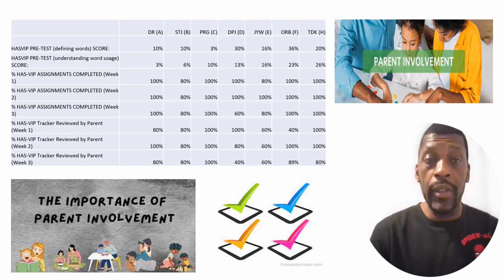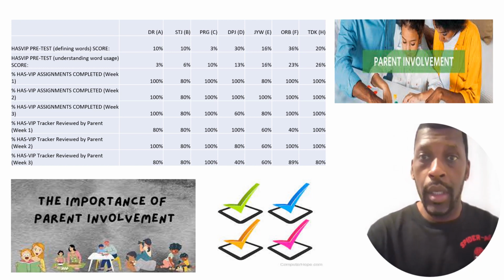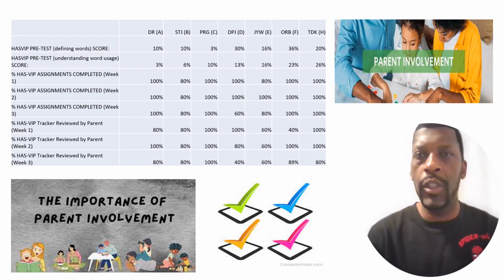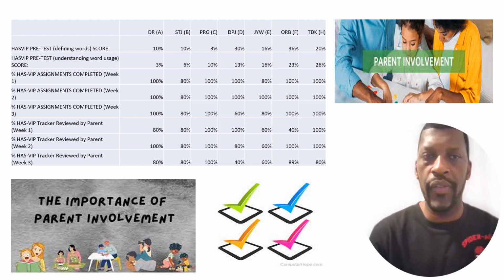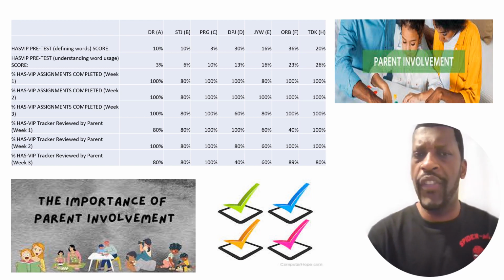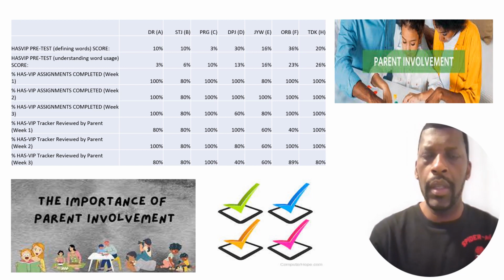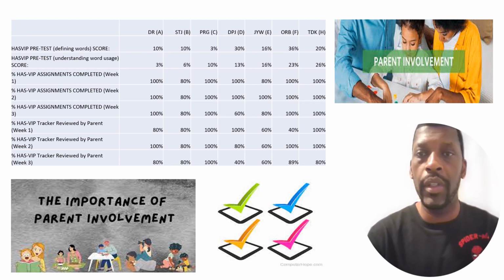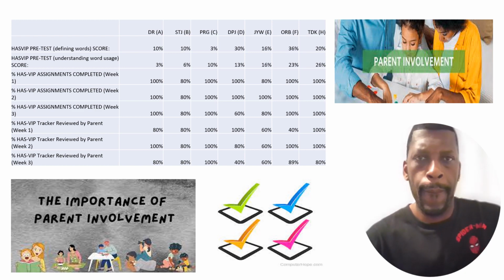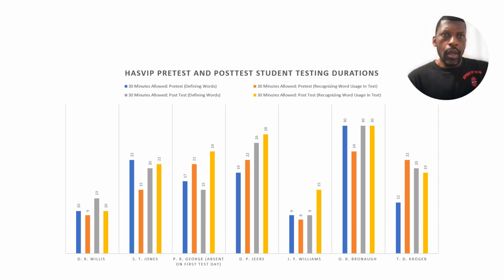The scholar practitioner implemented the HASVIP for 3 weeks, collecting data to indicate students' participation and parents' involvement. After 3 weeks of feedback and data collection, the scholar practitioner administered a HASVIP post-test. The scholar practitioner collected data to analyze how long students took to complete each assessment section.